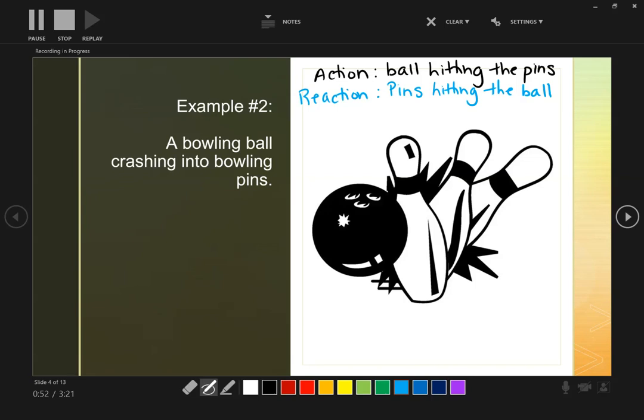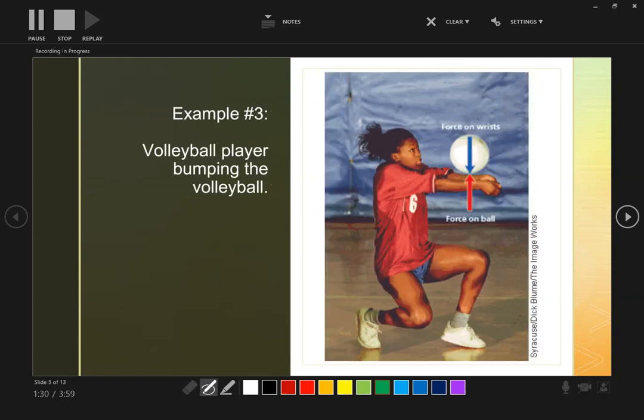The reaction is not the pins flying, even though that's what happens. Remember, equal and opposite. So if something hits something, it is also being hit back by that object. So how about the question, which one is stronger? Is the ball hitting the pin stronger, or are the pins hitting the ball stronger? And the answer to that question is neither. They are equal. Because remember, for every action, there's an equal and opposite reaction. Let's take a look at another one.